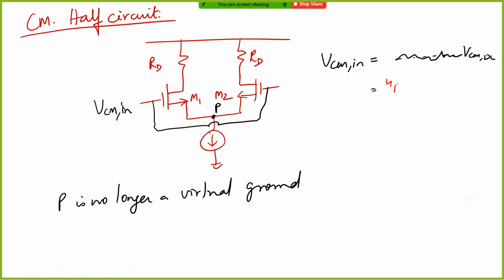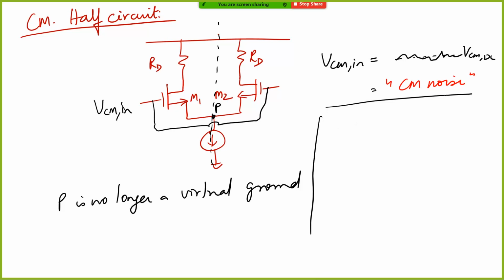Okay, so that is what is called common mode noise that can ride on top of your DC voltage. Now for this, node P is not going to be at virtual ground. So how can we draw the half circuit? Basically, split it in the middle. Your common mode half circuit can be written as RD and the transistor.